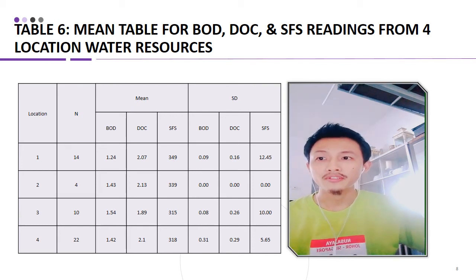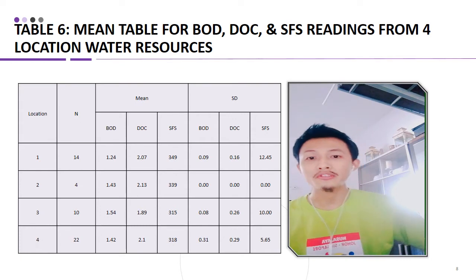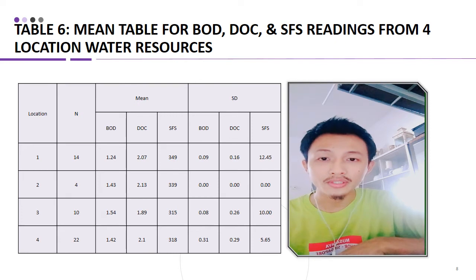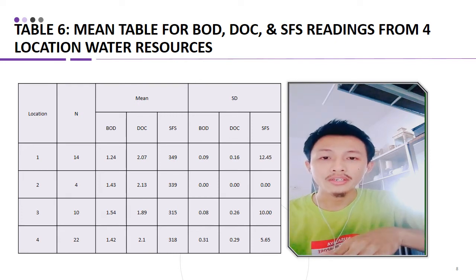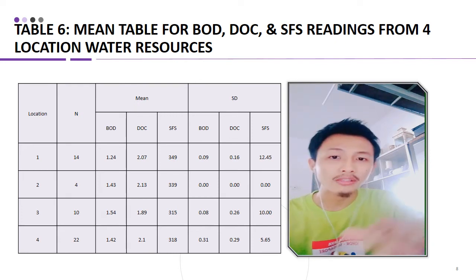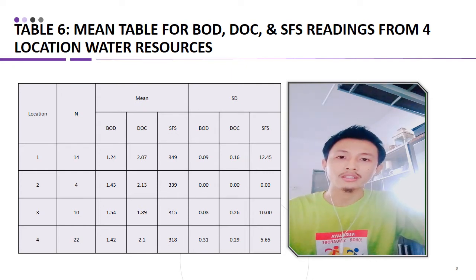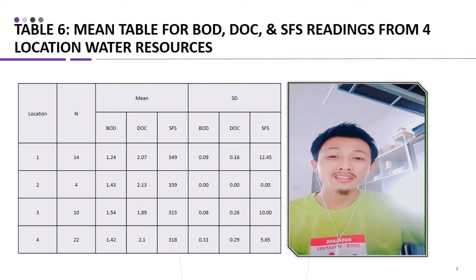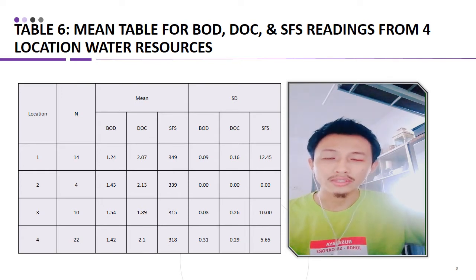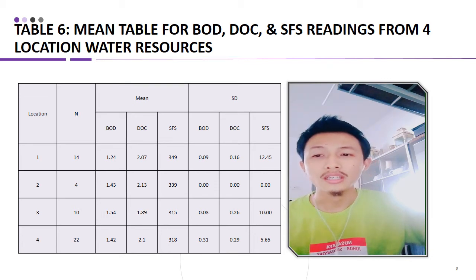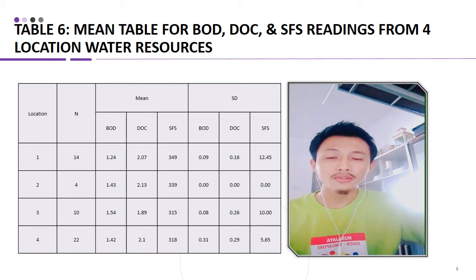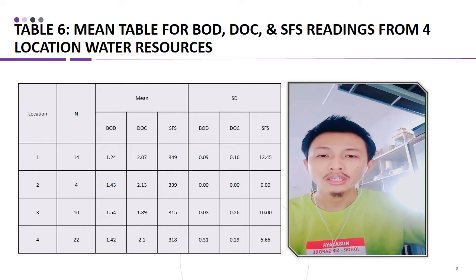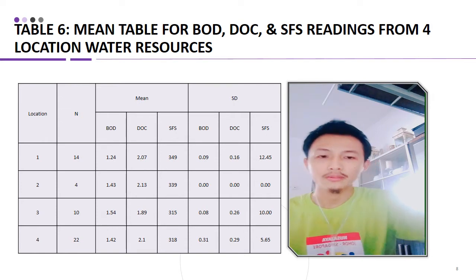Same also for the standard deviation for BOD, DOC, and SFS for each location, I stated on the table, but you can look here on the BOD and DOC, the result for the standard deviation is near to the means. Meanwhile, for the SFS is very far from the mean. So for the next action to make an explanation graphically, I will not include SFS, because for SFS the standard deviation is only 0 at location 2, but the rest is far from the mean. So I only use BOD and DOC for graphical explanations.